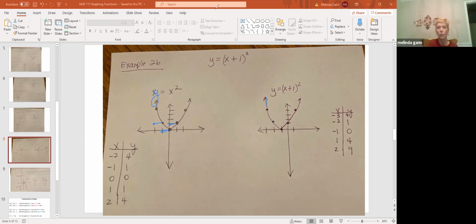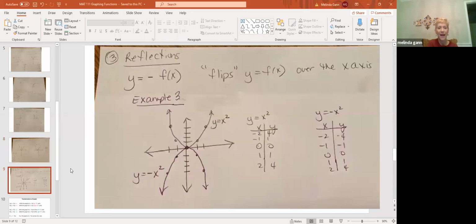All right, now we've got one more transformation to look at. Let's clear all those markings so when I go to the next one, they won't be on there. All right, look at this one. Look what happens when you have a negative in front. It takes your graph and flips it across the x-axis.